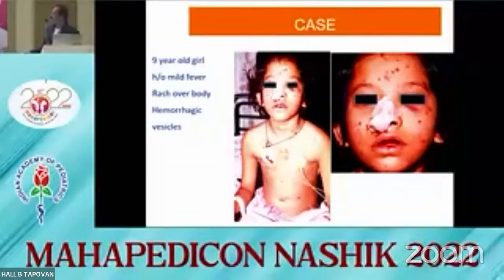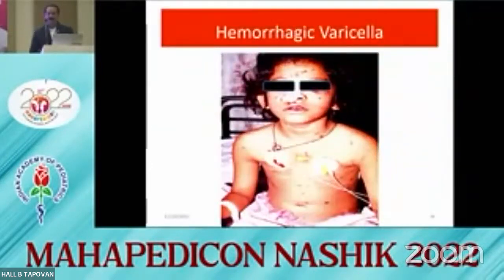What is this? This child had epistaxis, even hematuria, bleeding, subconjunctival bleed, and various lesions over the face. This was a hemorrhagic varicella.